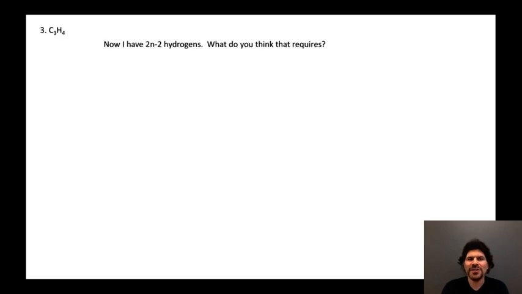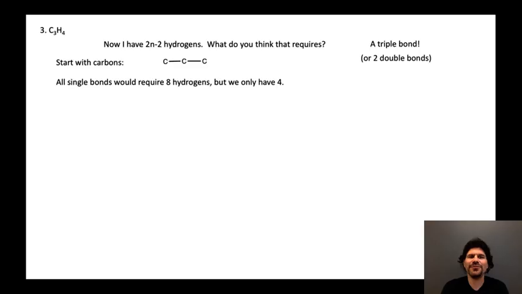Okay, final example, C3H4. So now I actually have 2n minus 2 hydrogens. So what do you think that requires? A triple bond, or 2 double bonds. Okay, so let's see, C3H4. Let's start with the carbons and get the carbon connectivity right. So having all single bonds for these 3 carbons would actually require 8 hydrogens, but we only have 4.